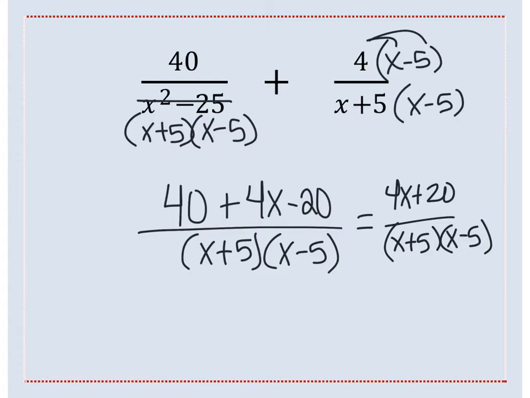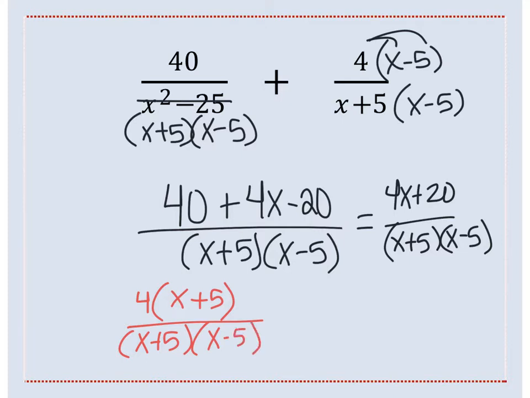Now my numerator has a greatest common factor. What number goes into 4 and 20? A 4. So we're going to factor out a 4. So when we factor out a 4, we're left with x plus 5 divided by x plus 5, x minus 5. Now look what we have here. We have a common factor on the numerator and denominator, which means x plus 5 divided by x plus 5 is actually 1. So we're going to go ahead and rewrite this. Now 4 times 1 is just 4, and x minus 5 times 1 is just x minus 5.